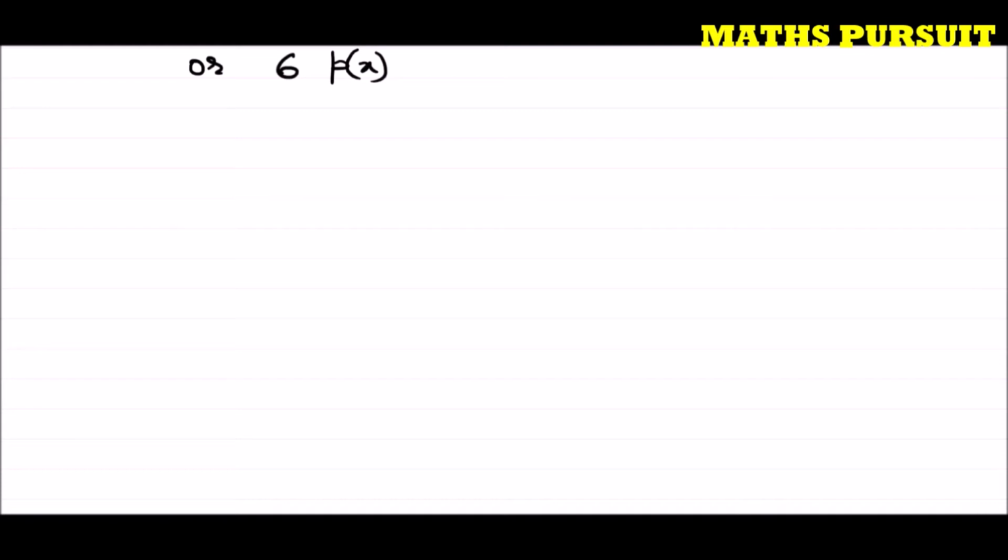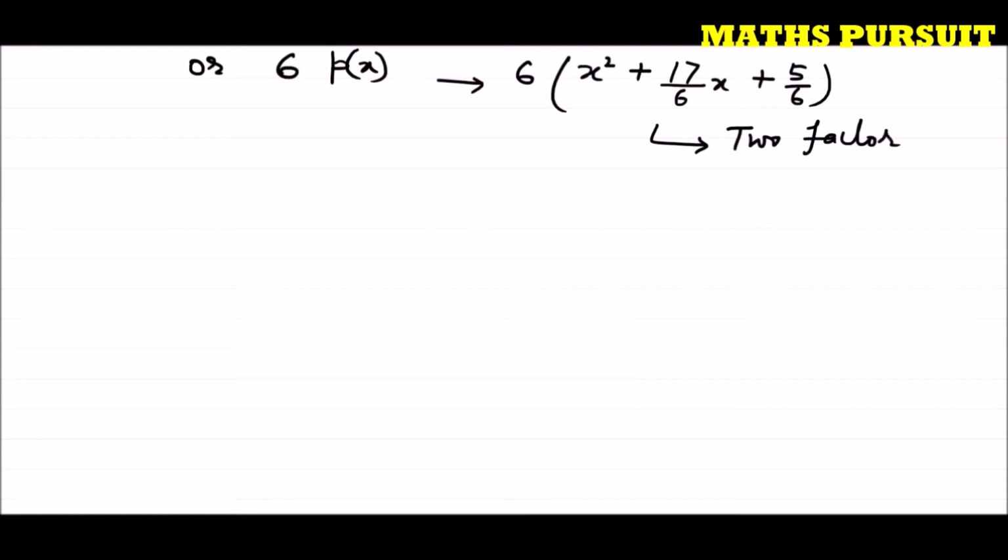So here we have px, as I told you, is x to the power 2 plus 17 upon 6x plus 5 upon 6. Here the highest power is 2, so we will be having 2 factors. This is what I told you right now. Now how to determine these 2 factors?